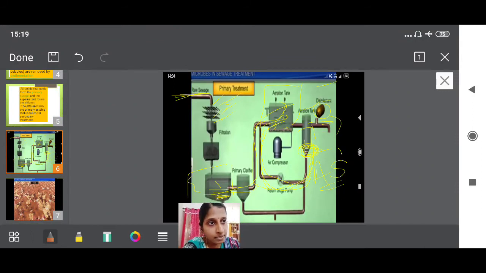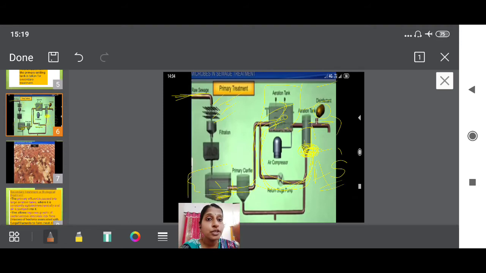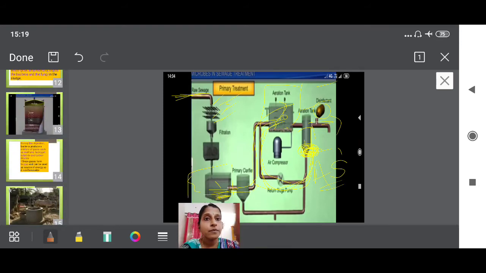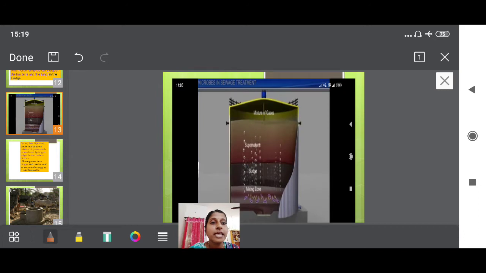The rest of the activated sludge is collected and put into another tank. That tank we call the anaerobic sludge digester. What do we call it? Anaerobic sludge digester. So what is done in this anaerobic sludge digester? The activated sludge is taken and put over here. Now what is this anaerobic sludge digester?